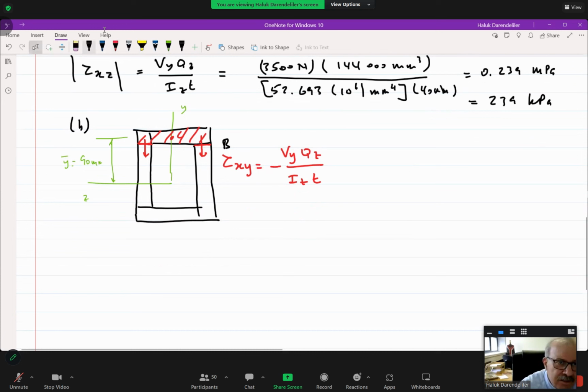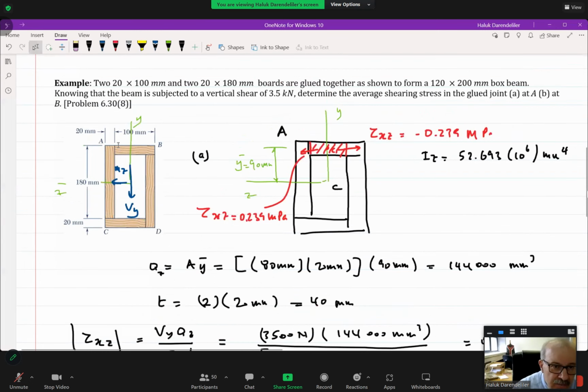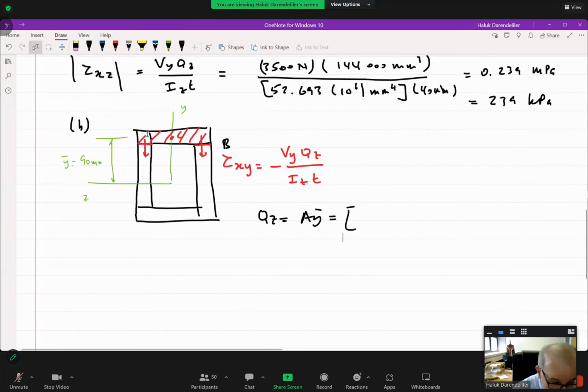Therefore, I can easily calculate this shearing stress by calculating Q first. Qz is equal to A times Y bar. A is equal to, now, look, it is different. 120, it is now larger. 120 millimeters times 20 millimeters. This is the area, times Y bar 90 millimeters. The result is, just a minute please.